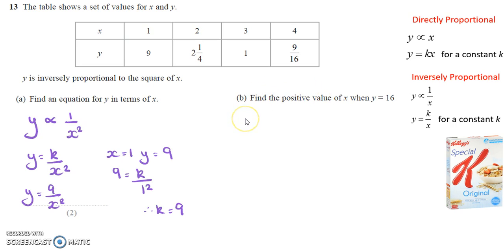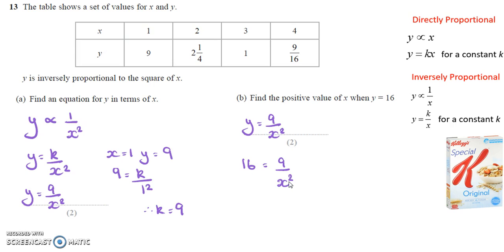Okay, so we work out what k is, and then we use that formula. I'll bring it over into the second part. So it says find the positive value of x when y is 16. So they've given us the value of y, 16. So we're going to substitute in the value for y. We're going to replace the y with 16. So let's do that. And now we've got to solve for x.